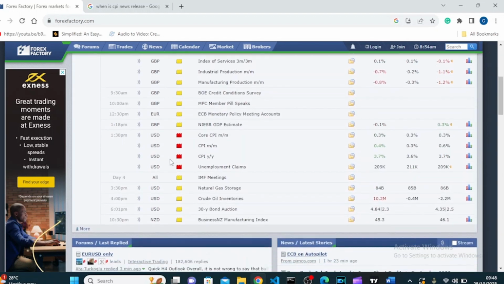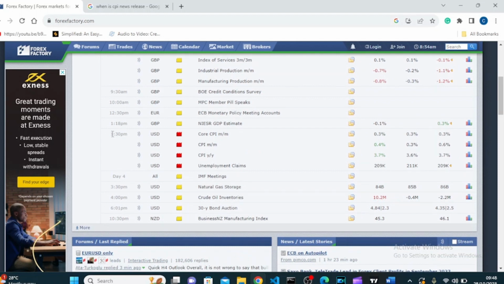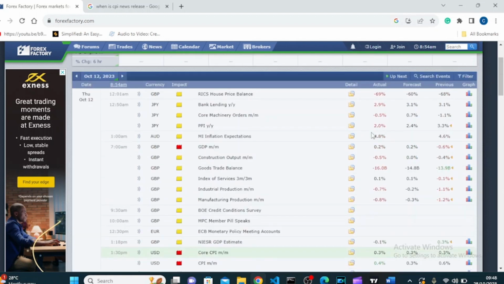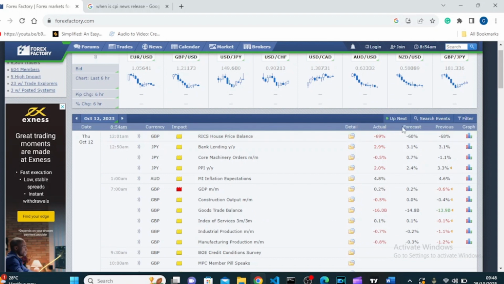You can see the US dollar here, 1:30 p.m. GMT+1. The CPI data was released, right? Unemployment claims was also released. So we have CPI, core CPI. Now if you look here, you will see actual, forecast, previous, right? This is the previous data. This is the forecast. This forecast was given by Forex Factory analysts. They've looked at it and they gave their forecast, right?